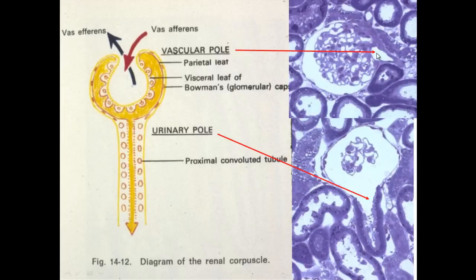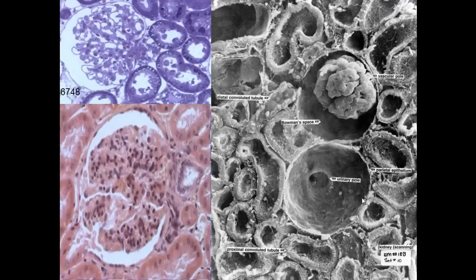And so we see the vascular pole and the urinary pole where Bowman's space is emptying into the proximal tubule, where you can see the brush border of the proximal tubule. These are proximal tubules in through here, glomerulus, parietal epithelium, podocytes on the surface, distal tubule, proximal tubule. Most of these are proximal tubules. All these guys are proximal tubules, a little bit of distal tubule in through there.